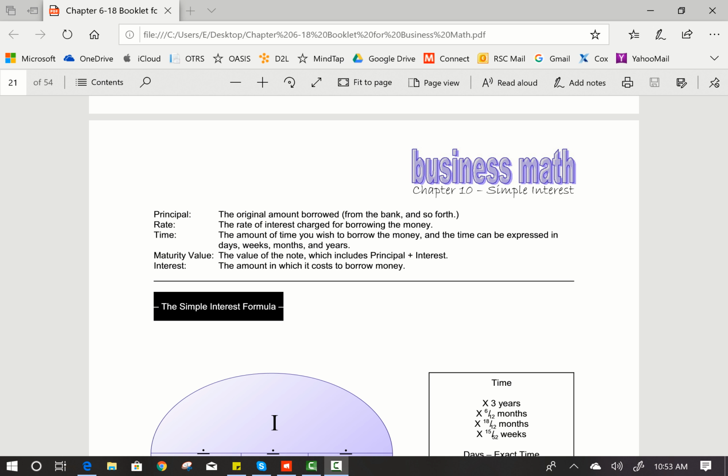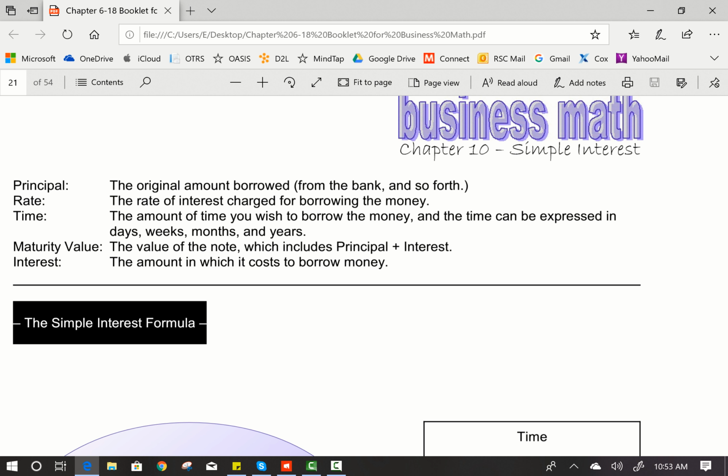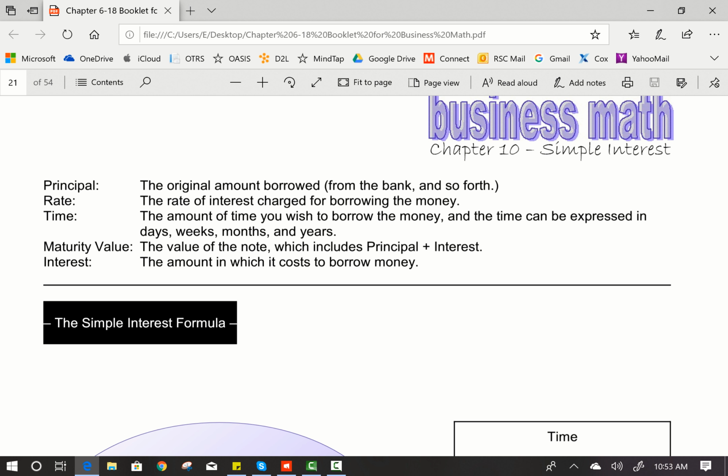Okay, Chapter 10 is focused on calculating for the principal and the interest, the rate, and the time. It's a banking type of terminology that you need to become familiar with. Let's go ahead and take a look at the handout that I provided that's available in one of the links within your learning management system.